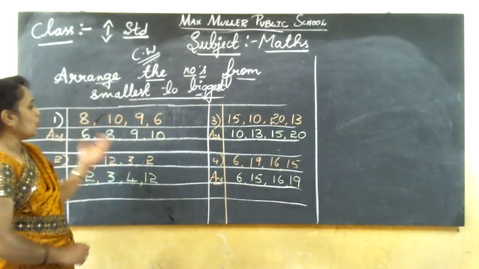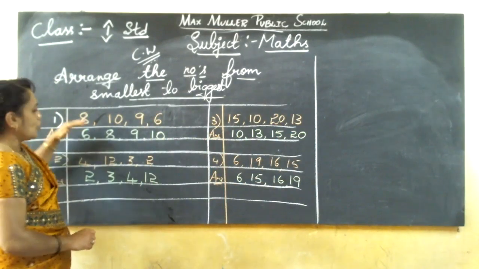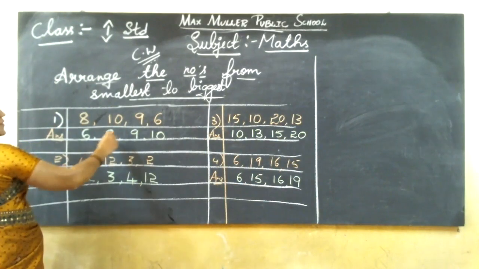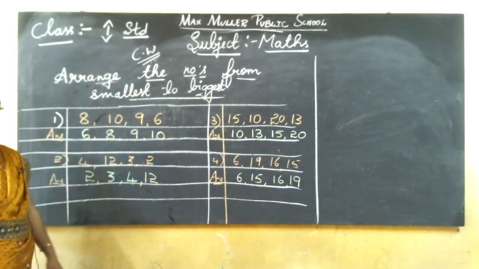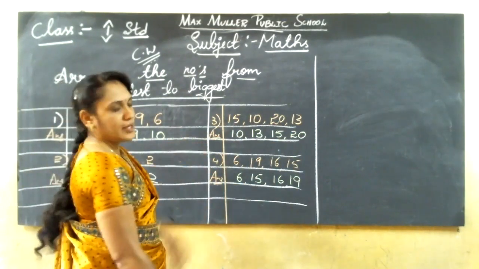Some children you will do what they have written for the question, same thing you will copy into the answer line. No, you should arrange it from smallest to biggest. You should see which is small, then write first, then which is small, you should write. Okay, smallest to biggest, it should go. So see carefully the answer, then write it.